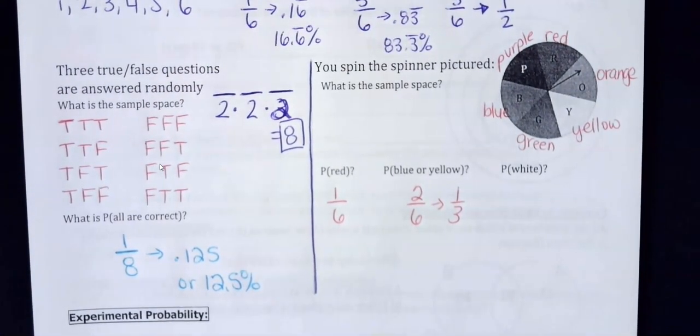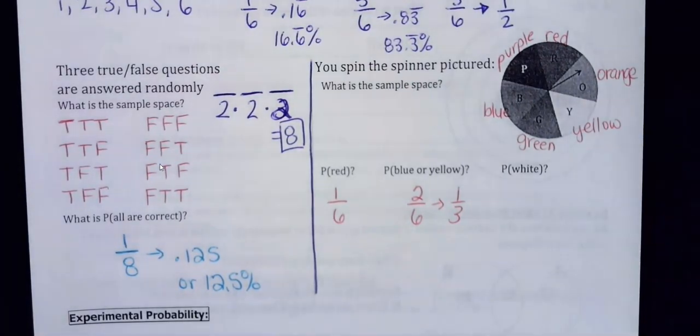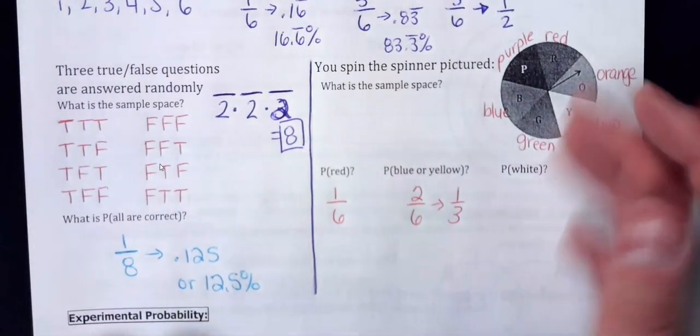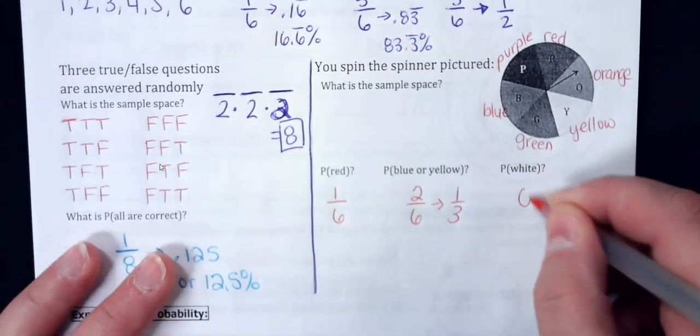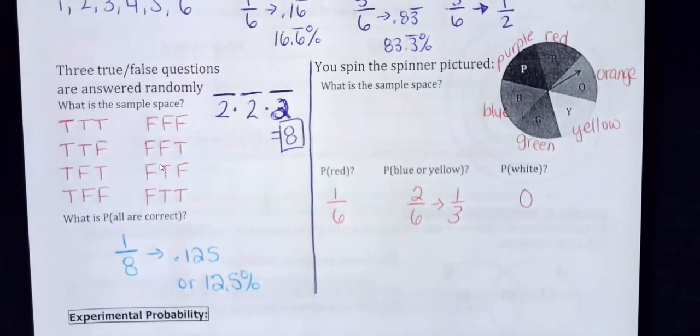What is the probability I spin the spinner and land on white? 0, because there's no white space on there, even though it kind of looks like that on my copy. All of those are supposed to be a color, but the probability there is 0 because it's not possible. There's no white space on that spinner. So that would be probability of 0. Is anybody having a question about the theoretical probability?